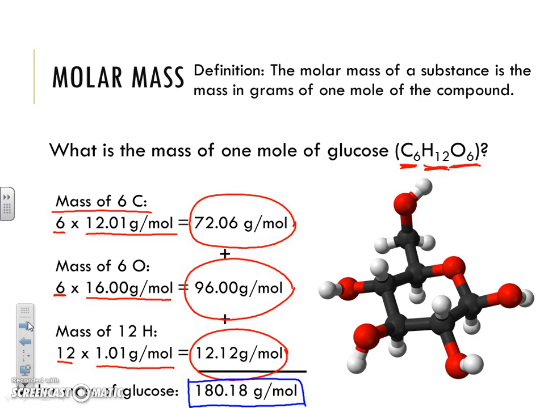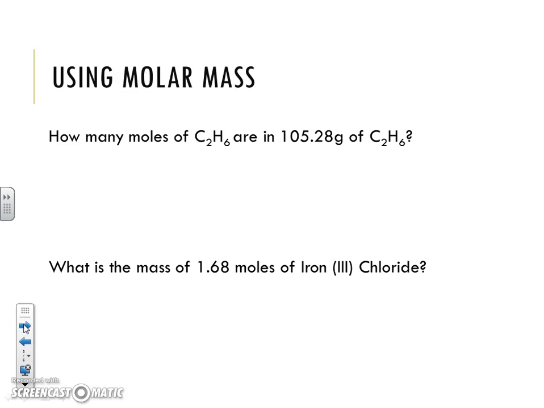This is a very useful number for us because just like we could use atomic mass to go from grams to moles of an element, we can use molar mass to go from grams to moles of a compound. And that's what we're going to do next. Using molar mass, we can go from moles of a compound to grams of a compound, or from grams of a compound back to moles of a compound.